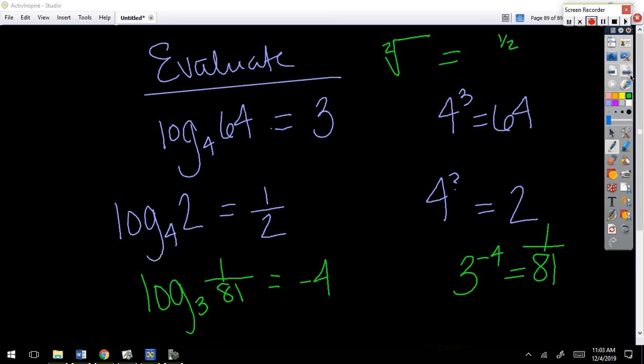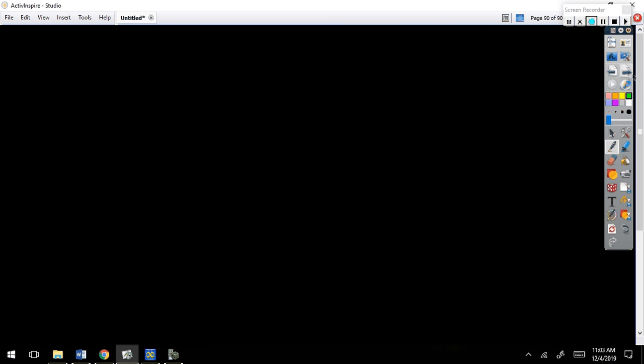Let me let you reason through these real quick. What if I had log base 5 of 1? It'd be 0. Why? Because 5 to the 0 power is 1. That's exactly right. That's a property that you will find very handy.